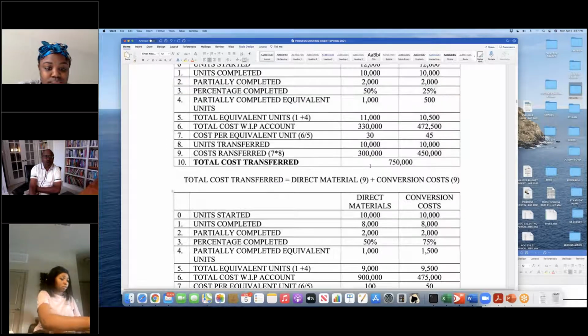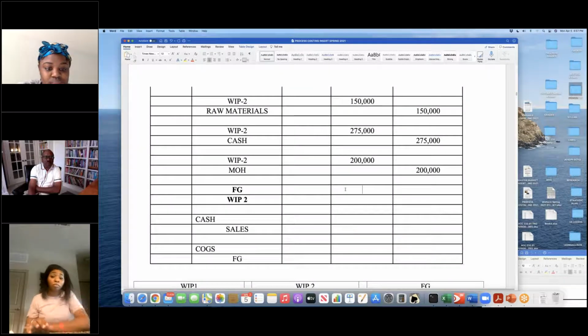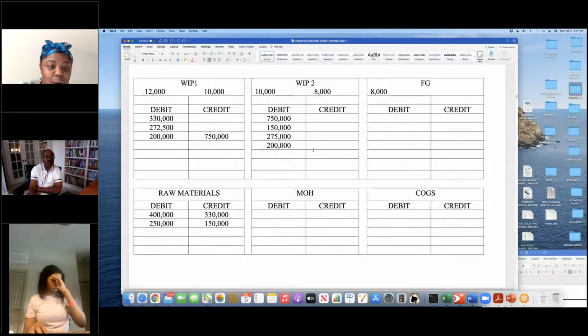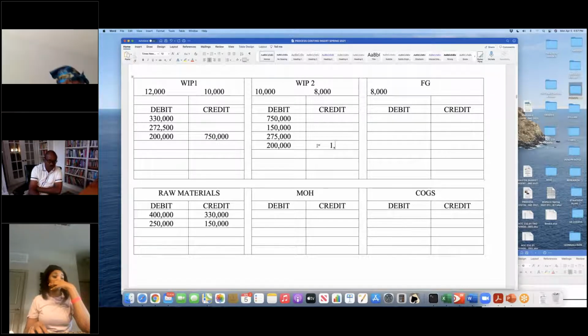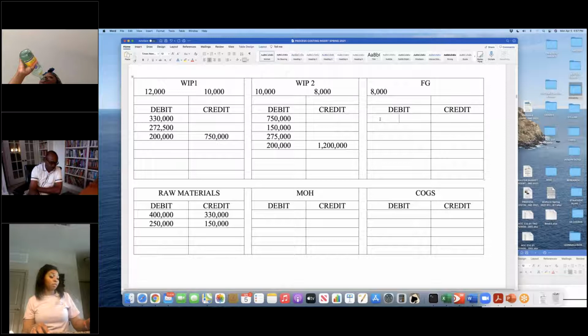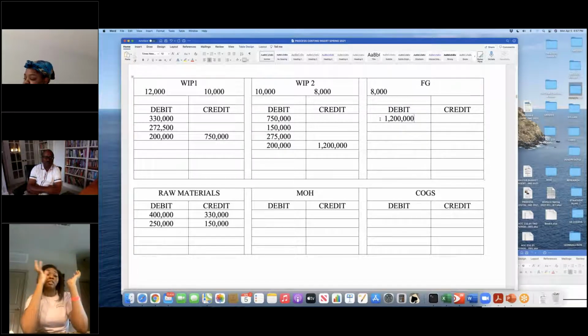Okay. So going into this journal entry will be 1,200,000. Oh, okay, I see what we're doing. So this is just the simple way of doing this instead of the stage way that we learned from the activity costing. Stage 1, stage 2, stage 3.